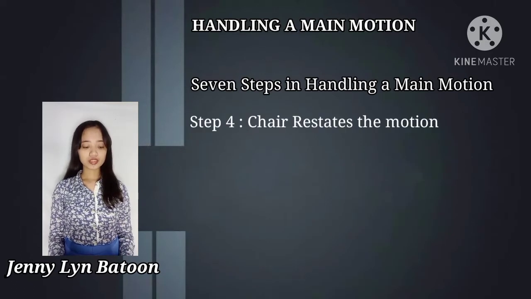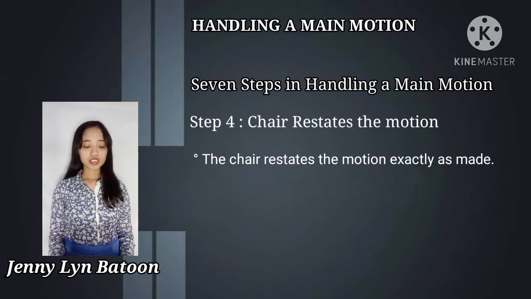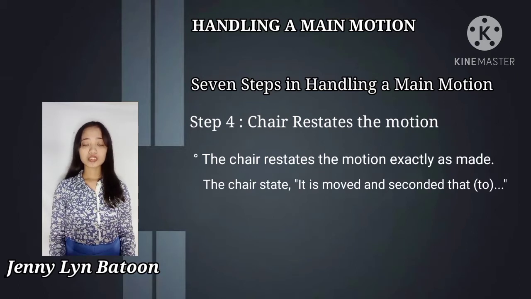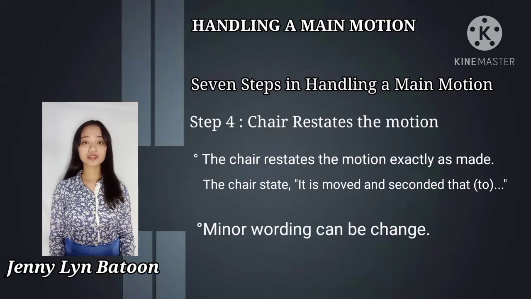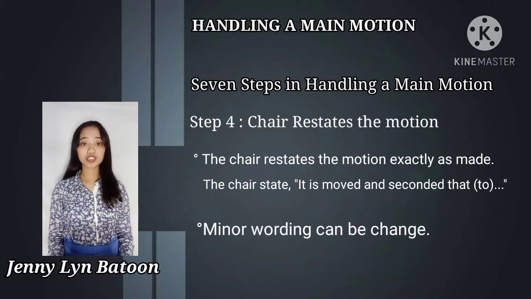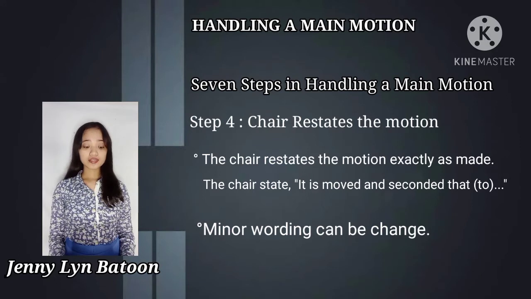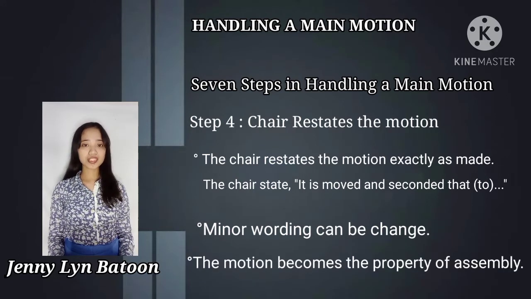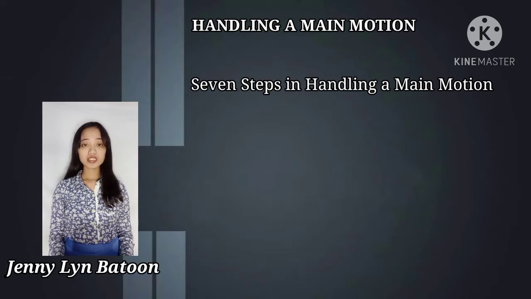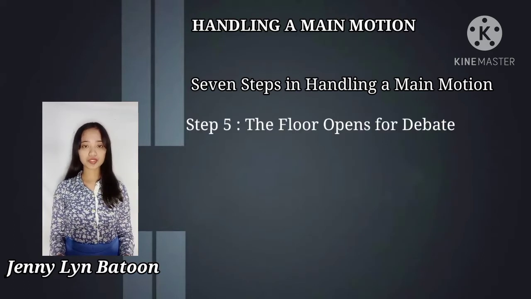Step 4. The chair restates the motion. The chair of the meeting will restate the motion exactly as it was made. The chair states, it is moved and seconded that, or it is moved and seconded to, the motion. Minor wording can be changed as long as it doesn't change the meaning. The maker of the motion must accept any changes, and then the motion becomes the property of the assembly.